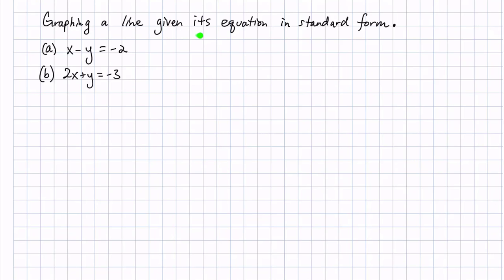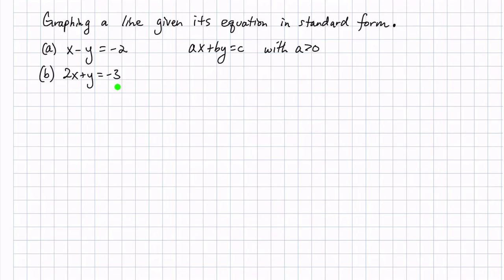Graphing a line given its equation in standard form. So recall standard form looks like ax plus by equals c, usually with a greater than 0. The two examples we have here are both in standard form already. A good way to remember this is that the x's and y's are on the left side of the equation, and it's in alphabetical order.